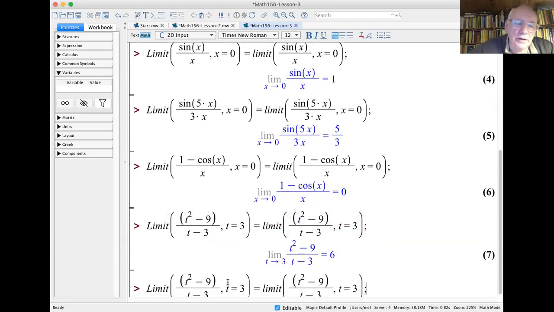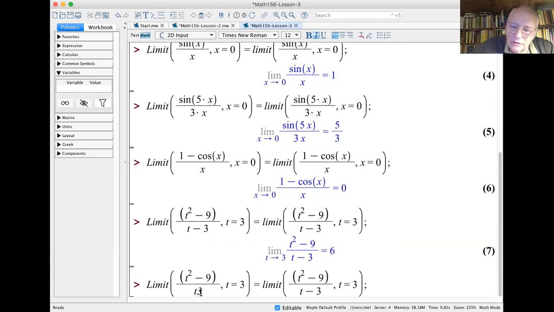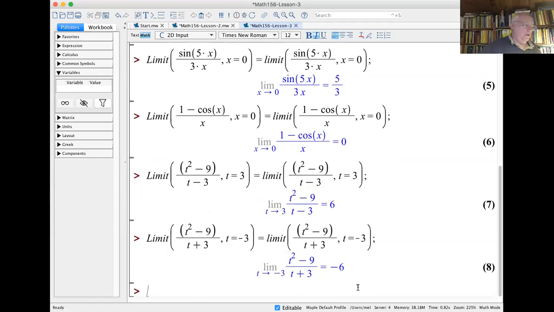We took the limit of that over t plus 3 as t goes to negative 3. You get the limit of minus 6. Again, the important thing here is the syntax, how you give the command in Maple to compute a limit.